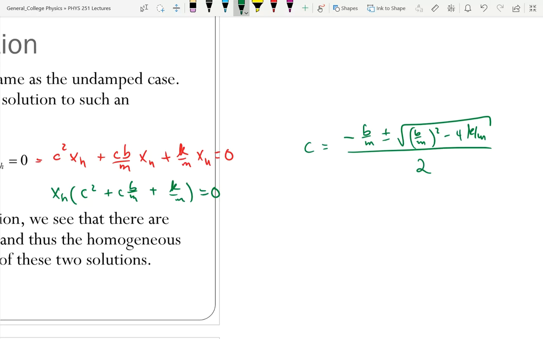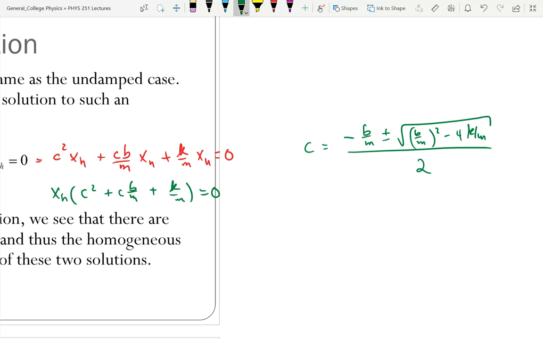Right? Isn't it nice that we set the coefficient for x double dot to 1 so that our coefficient of c squared turned out to be 1, so we're just dividing by 2 in the quadratic. Because we had a quadratic relation, that thing in parentheses, c squared plus c b over m plus k over m equals 0. To solve for c, we have to use that quadratic.